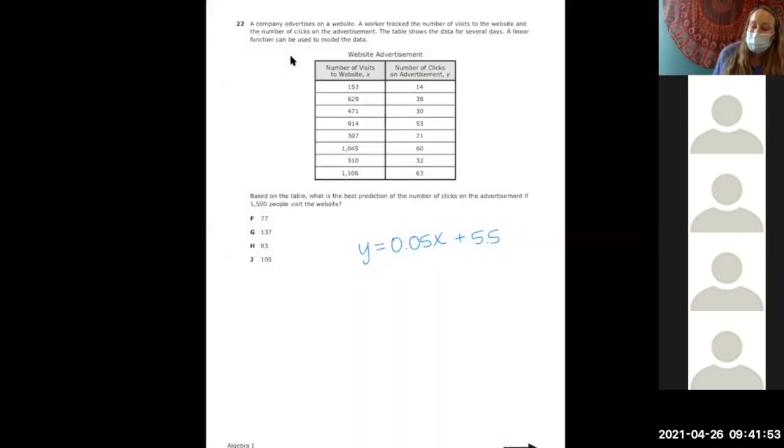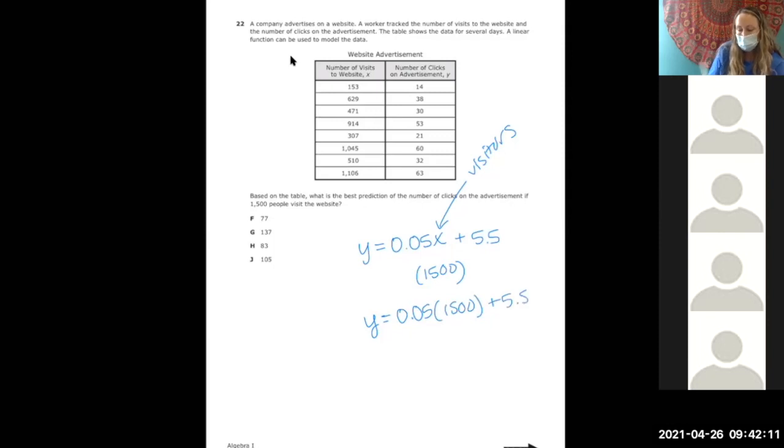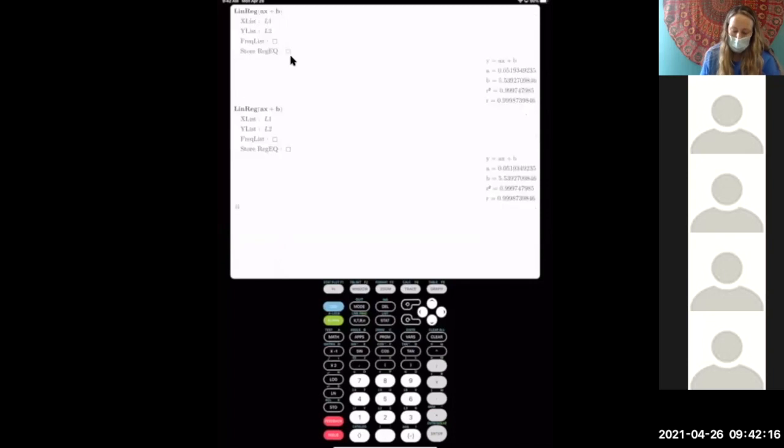Okay? So X is the number of people visiting. So we're going to plug in 1,500 for X in the calculator. So we're going to have y equals 0.05 times 1,500 plus 5.5. And we're going to see what that number is. So we got 0.05 times 1,500 plus 5.5. That is 80.5.